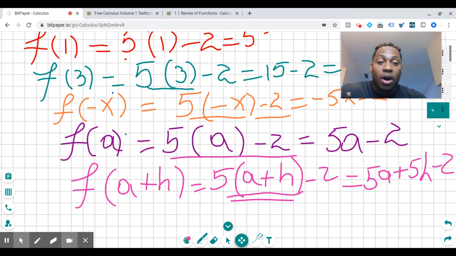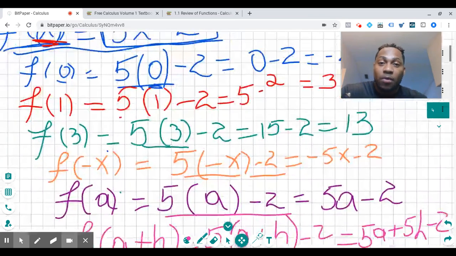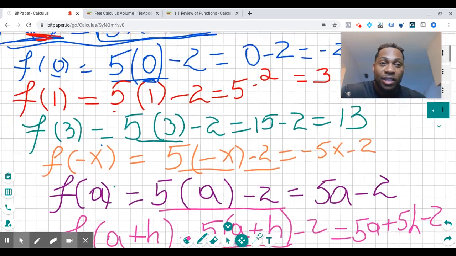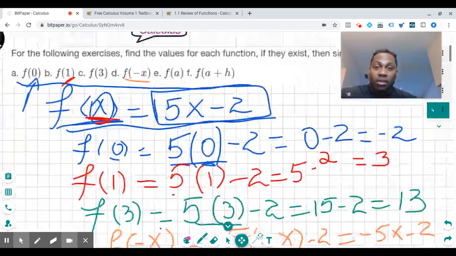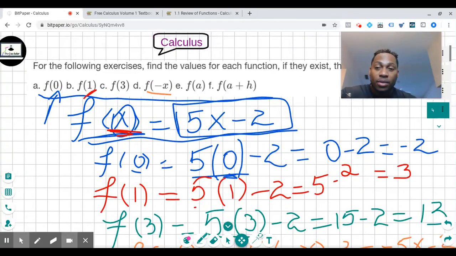And that's how you would do all of those. That's how you would do f of 0, 1, 3, negative x, a plus h. And I think this should make sense. And the original function was f of x is equal to 5x minus 2. That's how you do these.